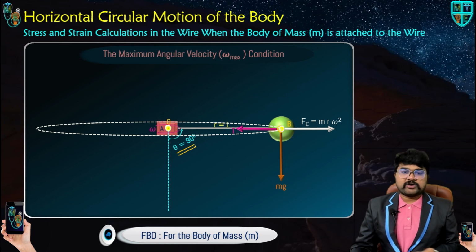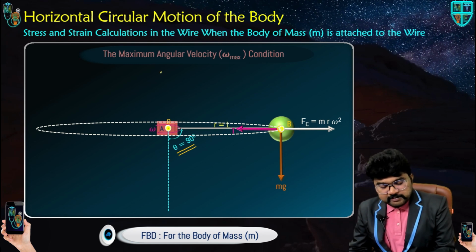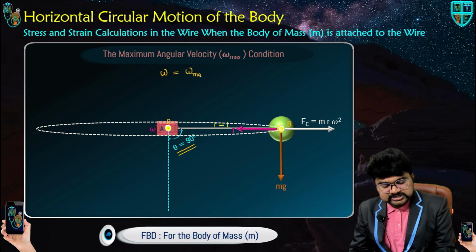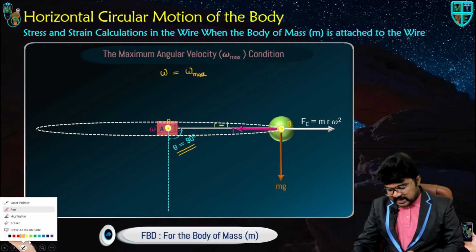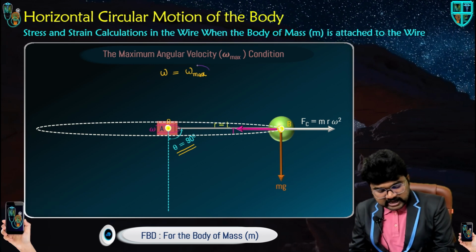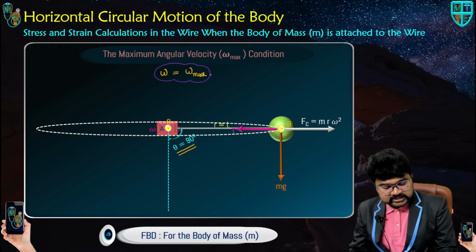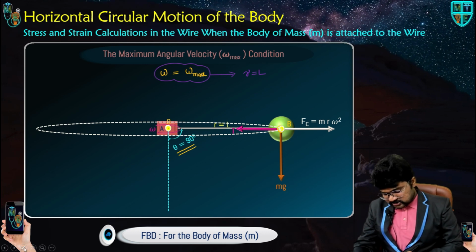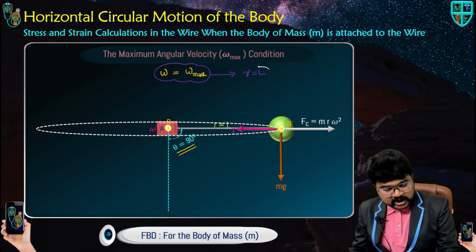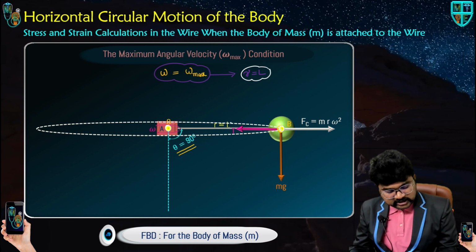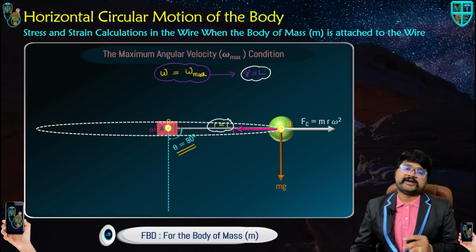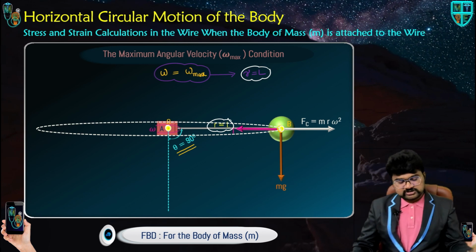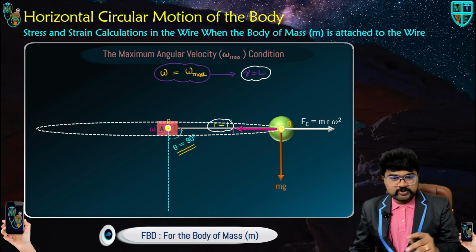Maximum angular velocity condition means omega becomes equal to omega maximum. If angular velocity is maximum, here you will get R becomes equal to L. Understood now? R equal to L. It is one of the important conditions. So here the part acts like this, exactly at the support.